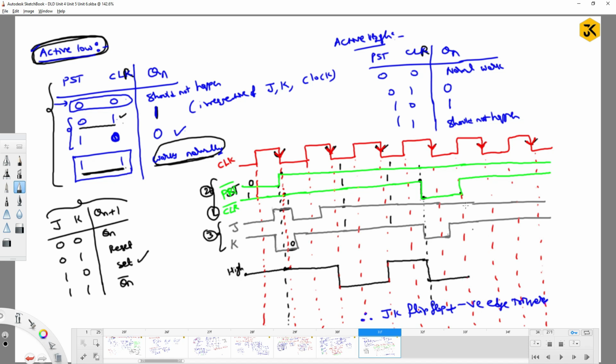Yes. Once it reaches this point, now preset and clear are 1 1. It works normally, right? And we have to go for changing its output. It is going to change its output at the next clock signal, but it is not at the next clock signal, so it will continue up to here. Now it is 1 1, so it will change its state.